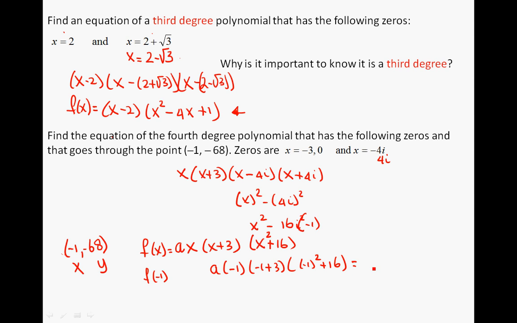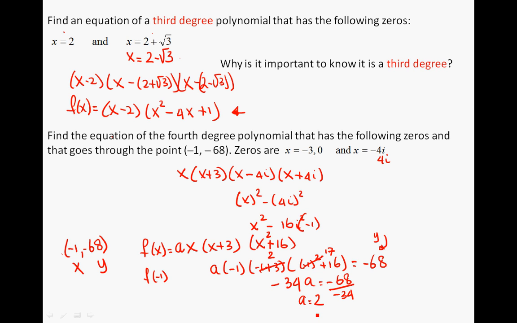And all of that is supposed to come out as a negative 68, because this is supposed to be where the y value is, right? And then you multiply stuff. So negative 1, well, we'll just simplify first. So negative 1, and that's going to be negative 1 plus 3 is 2. And then negative 1 squared is 1, and 1 plus 16 is 17. So 2 times 17 is 34, with a negative, and then an a. Well, to make this work, a would have to be, divide negative 68 by negative 34, a has to be 2.